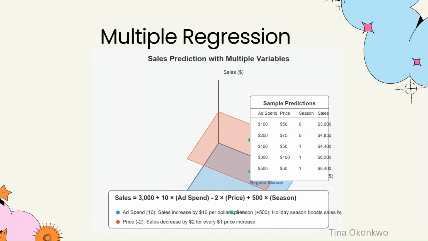Now we have multiple variables in our equation, and the interpretation works the same way, but on a more complex level. For every dollar spent on ads, sales increase by $10. For every dollar increase in price, sales decrease by $2. During the holiday season, sales get an extra $500 boost.